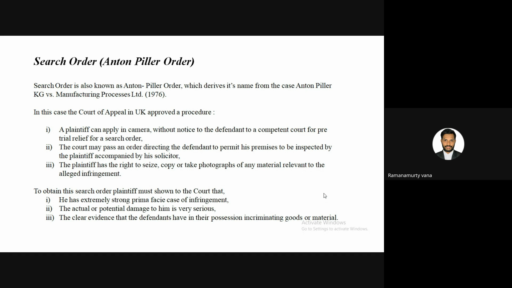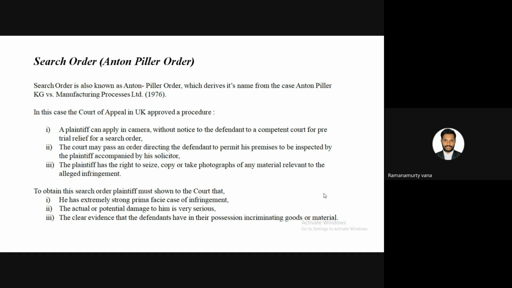Second, the court may order directing the defendant to permit the plaintiff to enter his premises. The court gave an order to the alleged person to show his premises, which were inspected by the aggrieved party, the plaintiff, along with his solicitor. Solicitor is nothing but, in the UK, what is called an advocate. And the third point is, the plaintiff has the right to seize, copy, and take photographs of any material. So during the search, if he finds something similar to his intellectual property, then he can seize it, or copy it, or take photographs of that material.